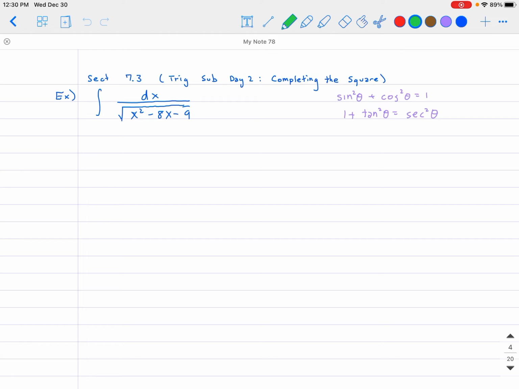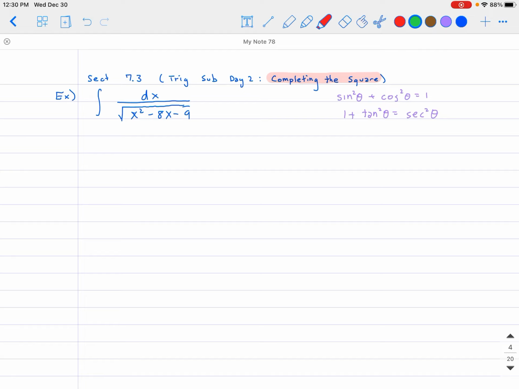Today we are looking at part two of section 7.3, which is on trig substitution, but day two. This time we're going to focus on completing the square. And here's what I mean by that.